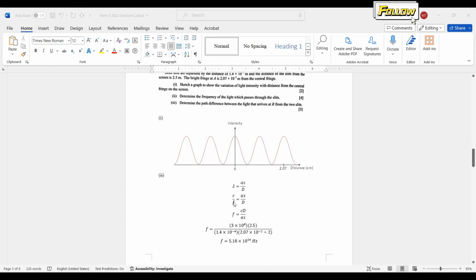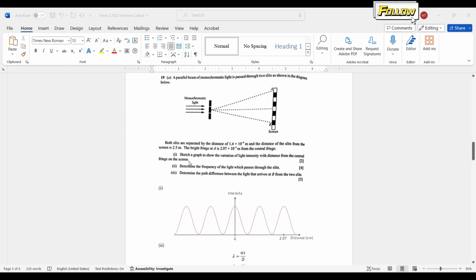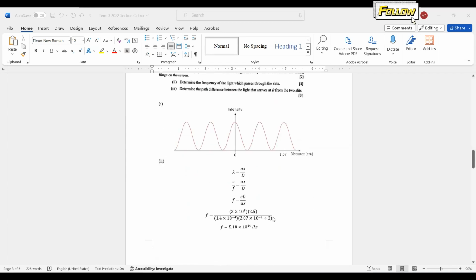So we have the value of c multiplied by D over ax, where c is the speed of the light. We have the values of D and a, but x is slightly different from what is given. The bright fringe at A is 2.07 centimeter, which is the distance between two bright fringes, so we have 2x in between. We need to divide the value given by 2, and then everything is the same. Just apply the formula, and we get the frequency as 5.18 times 10 to the power 14 hertz.